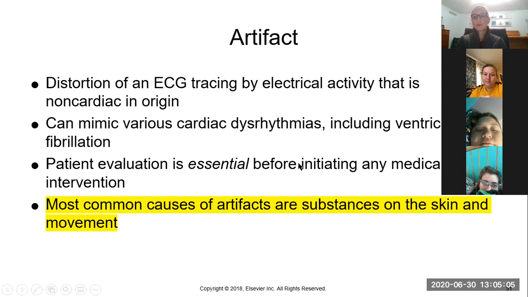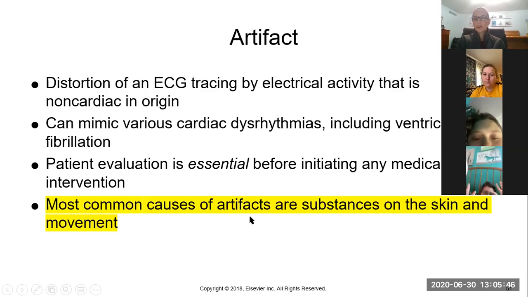Okay. All right. So we're going to talk real quickly about artifacts. We did this, I think, in the first week, but you guys did that on your own, so I thought we'd review it again. An artifact is a distortion of an ECG tracing, okay, by electric activity that is non-cardiac. So there's something else causing those lines to do something, okay? It can mimic various dysrhythmias, including ventricular fibrillation. The patient evaluation is essential before initiating any medical intervention, okay?